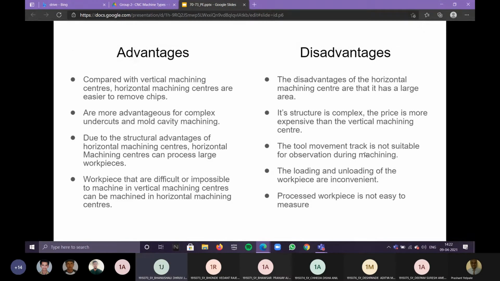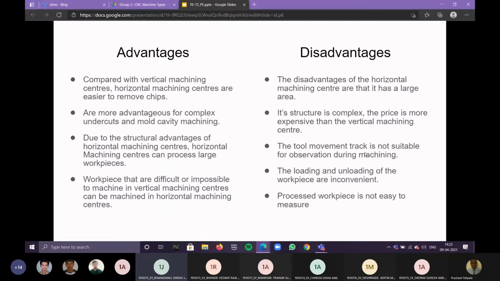Now, I'll explain the advantages and the limitations. Compared with VMC or vertical machining center, horizontal machining centers make it easier to remove chips during workpiece machining and are more advantageous for complex undercuts and mold cavity machining. Also, due to their structural advantages, horizontal machining centers can process large workpieces. Simply put, workpieces that are difficult or impossible to machine in VMCs can be machined in horizontal machining centers.